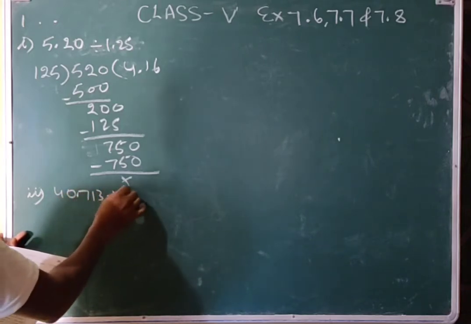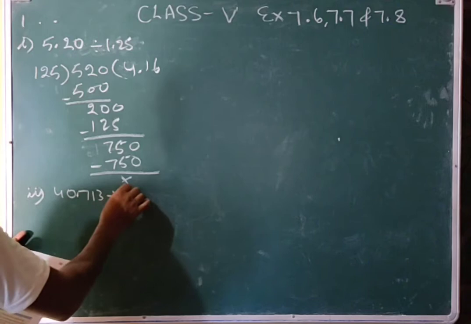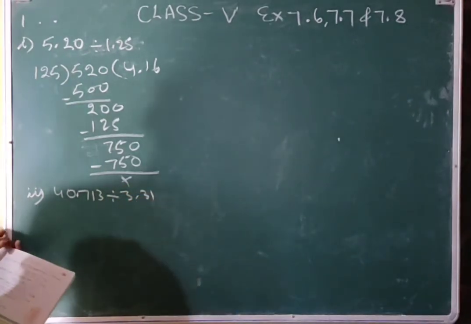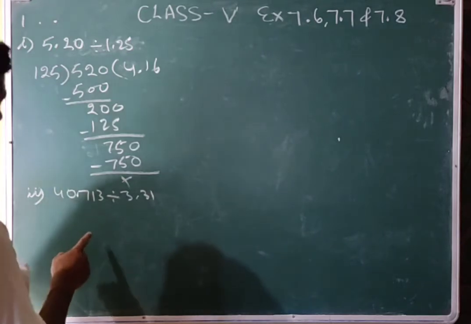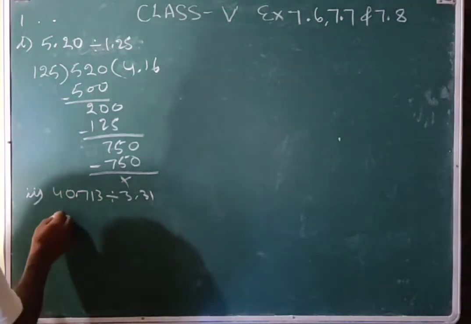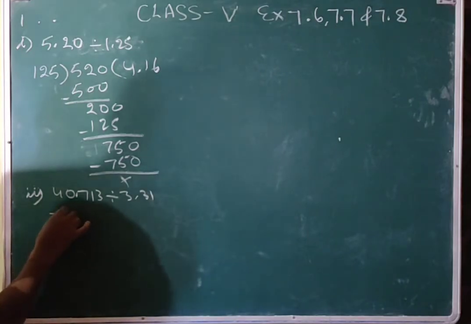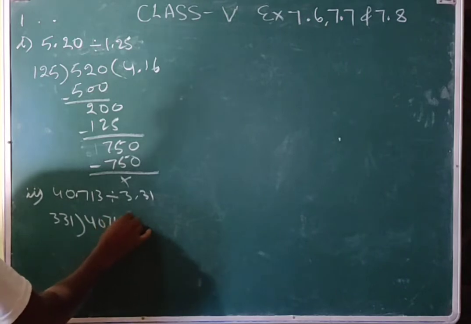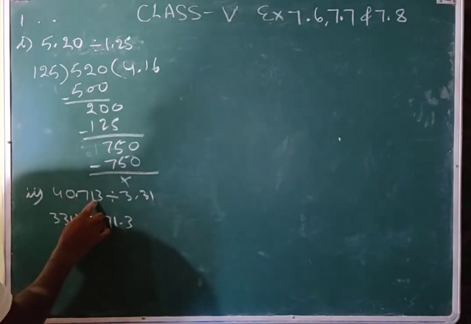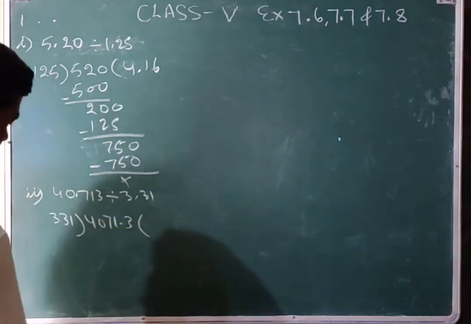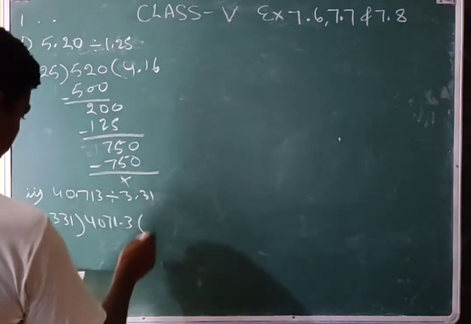40.713 divided by 3.31. Now you are looking after the decimal: here is 3 digits, here 2 digits, so there is no problem. So that will be 331 into 40713. This one decimal also will go here, so that will become one time.